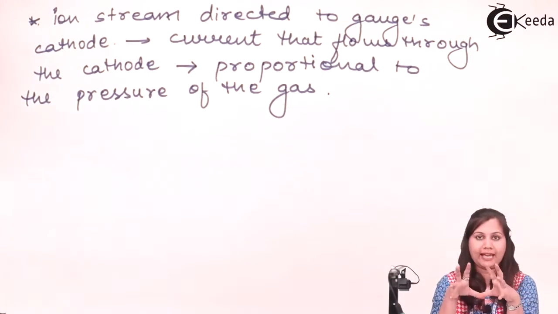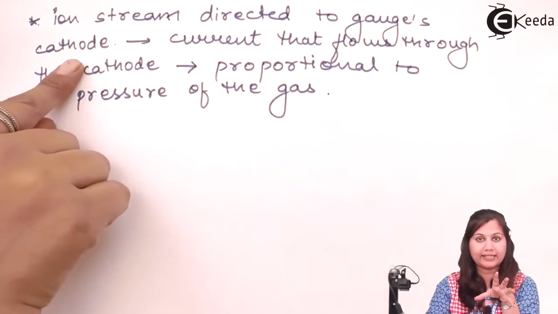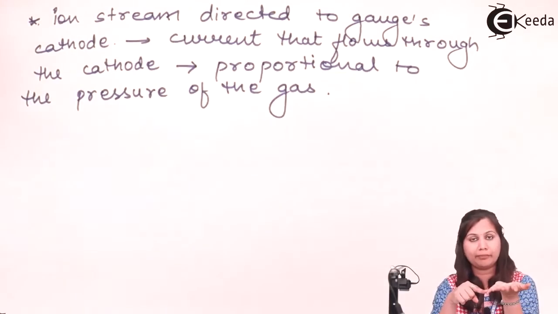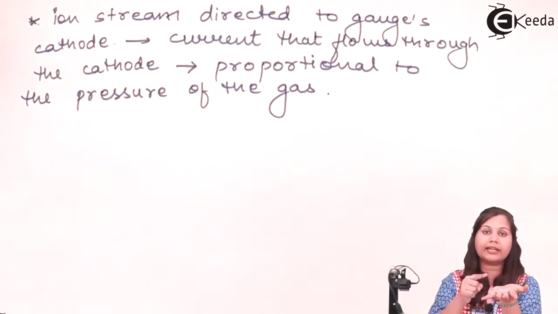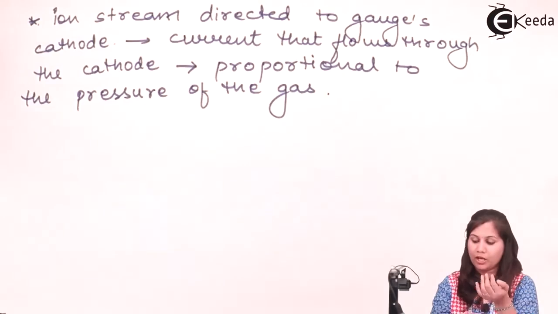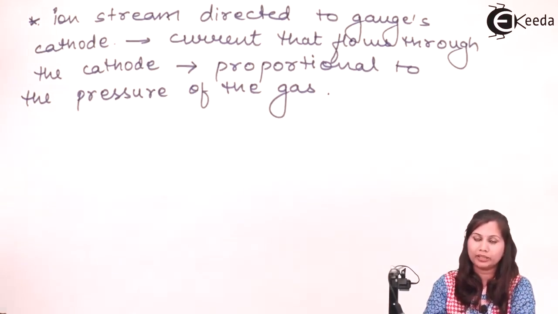So all these ionization vacuum gauges are based on the principle of measuring the current which is generated due to the ionization. Due to ionization, positively charged ions are produced, the positively charged ions get attracted towards the cathode, the cathode starts flowing the current, and that current is proportional to the pressure of the gas. So that is the principle of working of the ionization vacuum gauges.